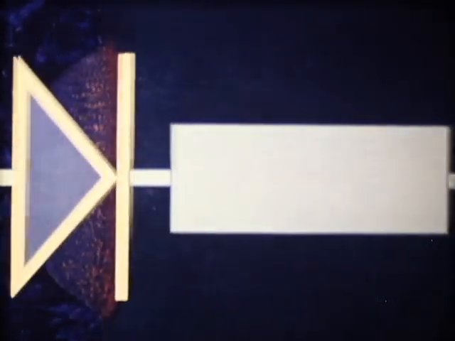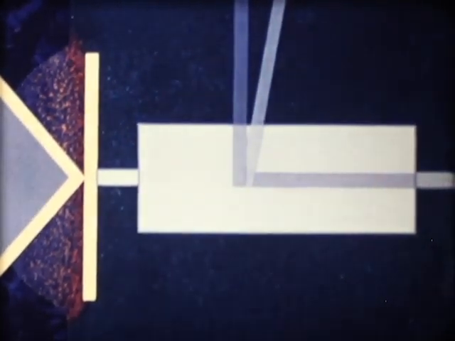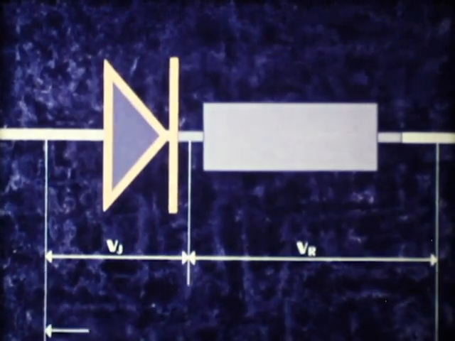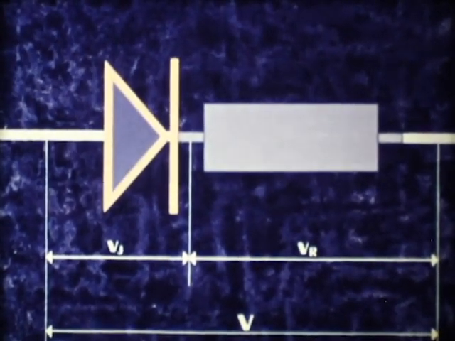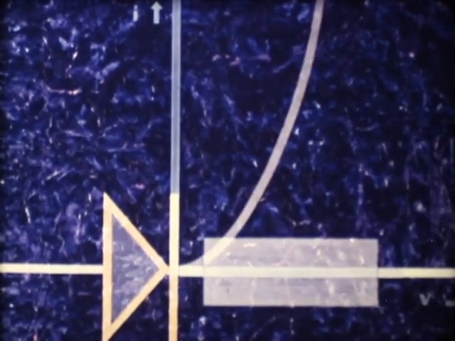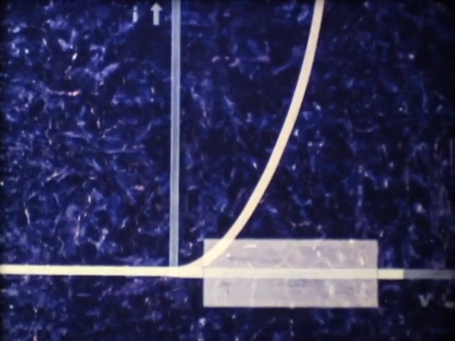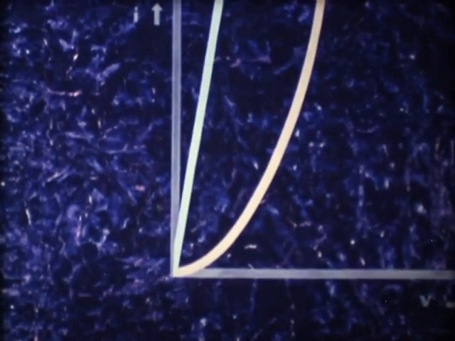Now that the junction characteristic is known, let us determine the characteristic of the series resistance. This characteristic is linear. The voltages across the junction and the series resistance must be added to obtain the voltage at the diode terminals. By drawing these two characteristics on the same graph, the forward characteristic of the diode can be determined.